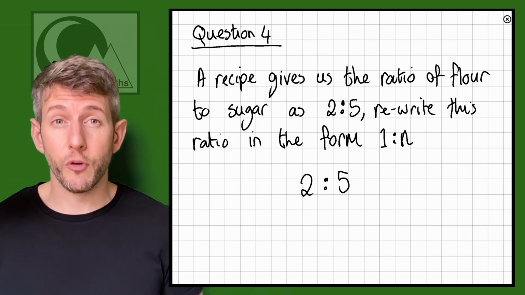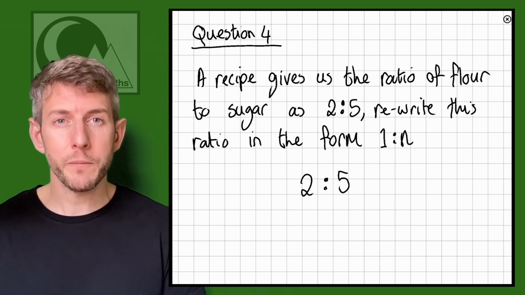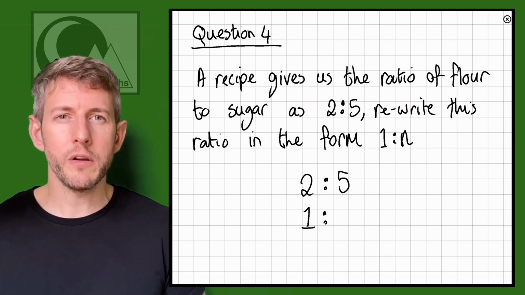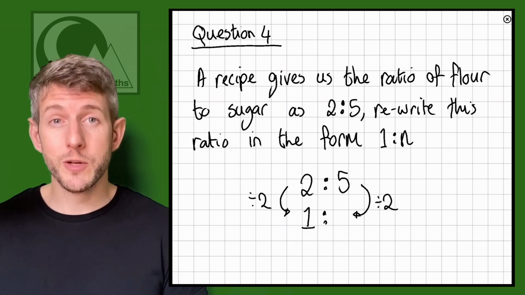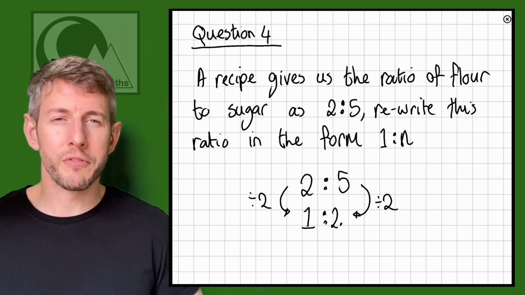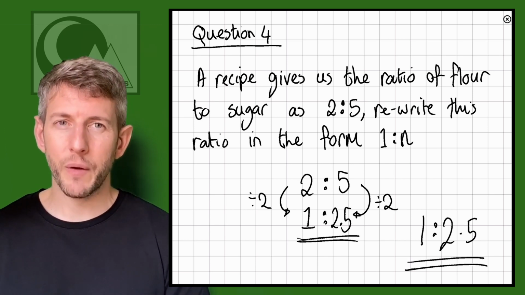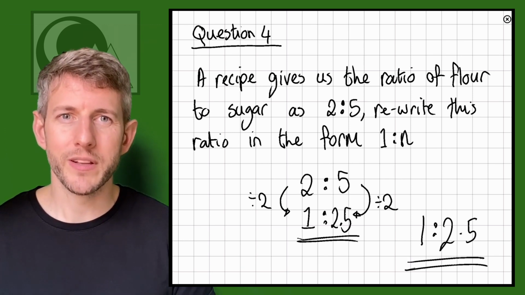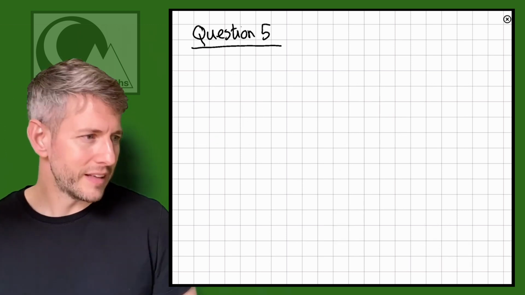They want it in the form 1 to n. So we're going to have to divide both of these by the 2, because that's going to give us that 1. So 2 divided by 2 is 1, and 5 divided by 2 is 2.5. So the answer to this question would be 1 to 2.5. And what this tells us is that for every single unit of flour, we want 2.5 units of sugar. Okay, let's do one more and then I'll leave it there.